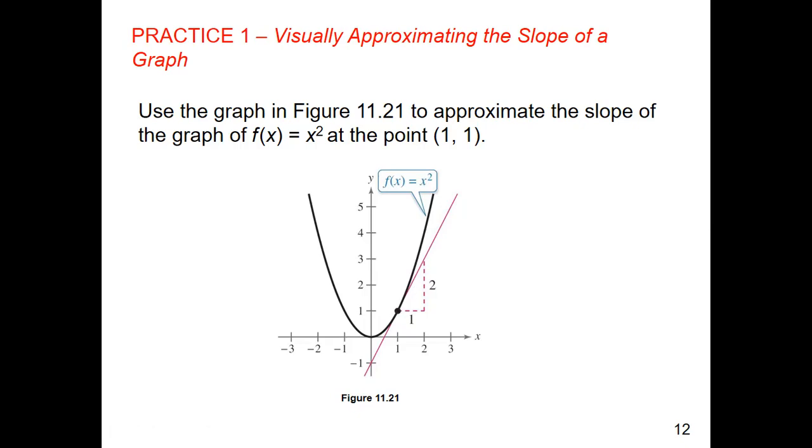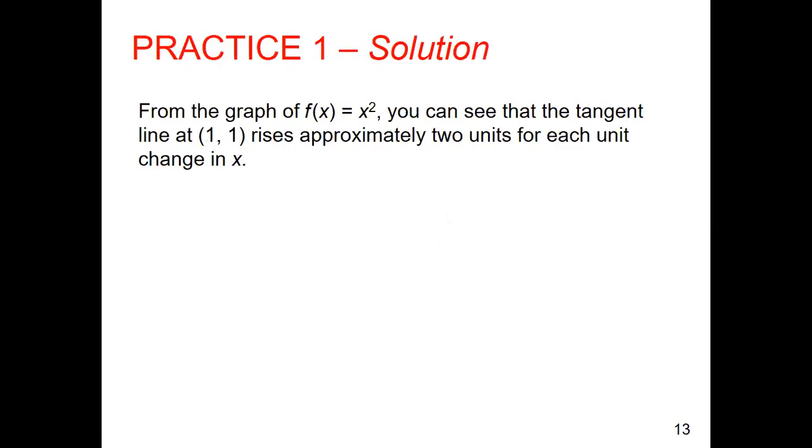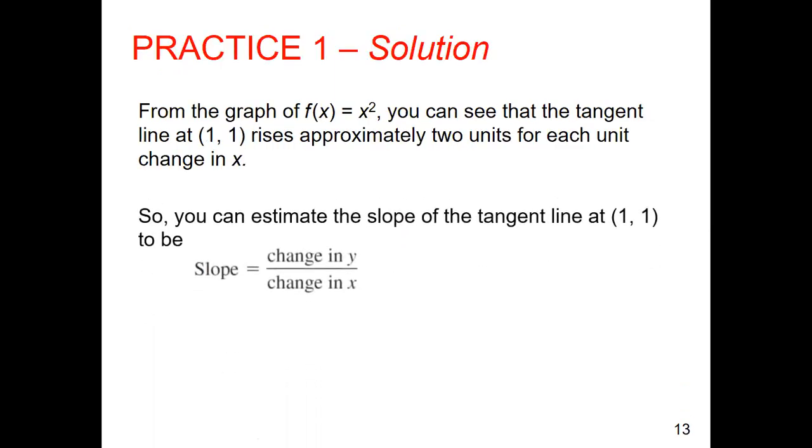So I can estimate, well, this line, I run 1 and I rise 2 to get to another point, right? So therefore, I'm approximating the slope to be 2, right? Rise over run. Okay, that's because our slope again is our change in our y over our change in our x. That's what the rise over run helps us remember. And we had 2 over 1, which makes it 2.